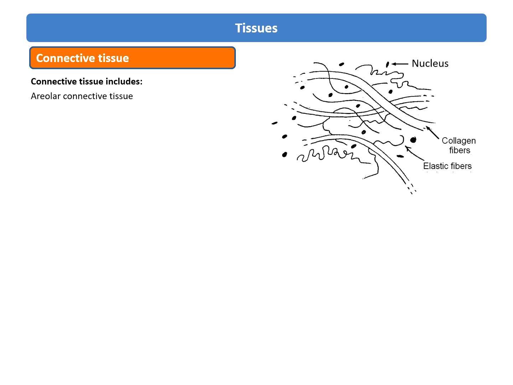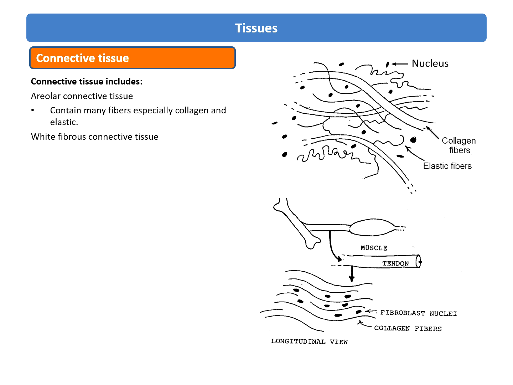Connective tissue includes areolar connective tissue. You see in the diagram the collagen fibers and elastic fibers. Notice also the nuclei are scattered about. White fibrous connective tissue. Tendons are made of white fibrous connective tissue. They're almost pure collagen fibers, extremely strong. And adipose tissue. Each adipose cell is filled with a large vacuole containing fat.